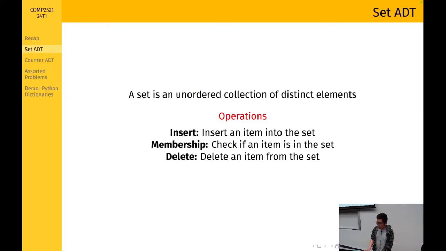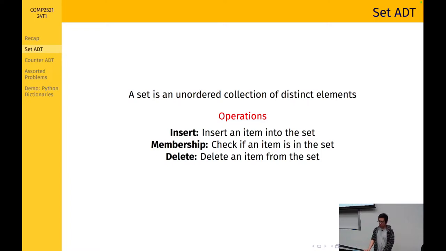One application of a hash table might be to implement a set. Let's remind ourselves what a set is. You all implemented it for assignment one. A set is an unordered collection of distinct elements. The main operations for a set were insert, so insert something into a set, check if an item is in the set, and also we might want to remove an item from the set. Of course, you can have union, intersection, equals, subset, and so on, but we'll just focus on these three main operations.